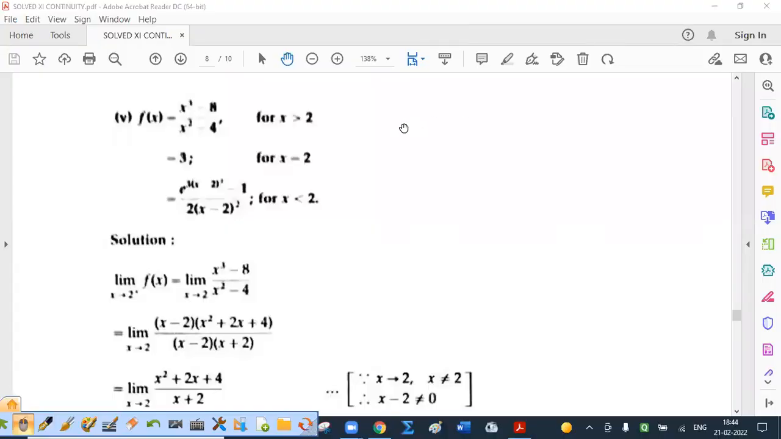Fifth one, let me read the sum for you. f of x is x cube minus 8 upon x square minus 4 for x greater than 2, equal to 3 for x equal to 2, not minus, x equal to 2. And e raised to, have we done this? Yes. I think we have. Oh, we have done this. Okay. Fifth one we have already solved. Right? Yes.